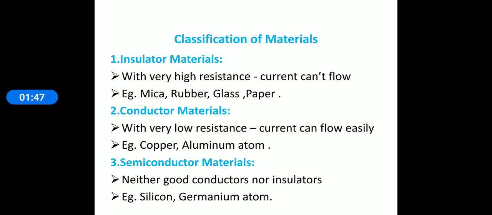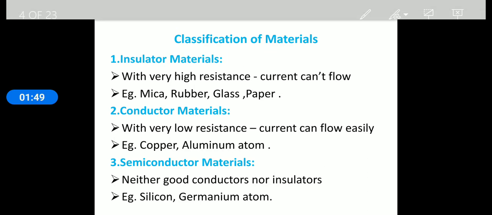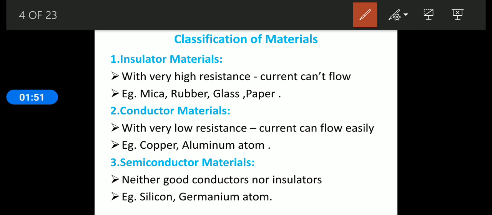Then first, what is the classification of material? The classification of material, 3 types of material. First, insulator materials. What is the insulator material? It has very high resistance and current cannot flow through the insulating materials. Examples of insulating materials are mica, rubber, glass, paper, plastic, wood.